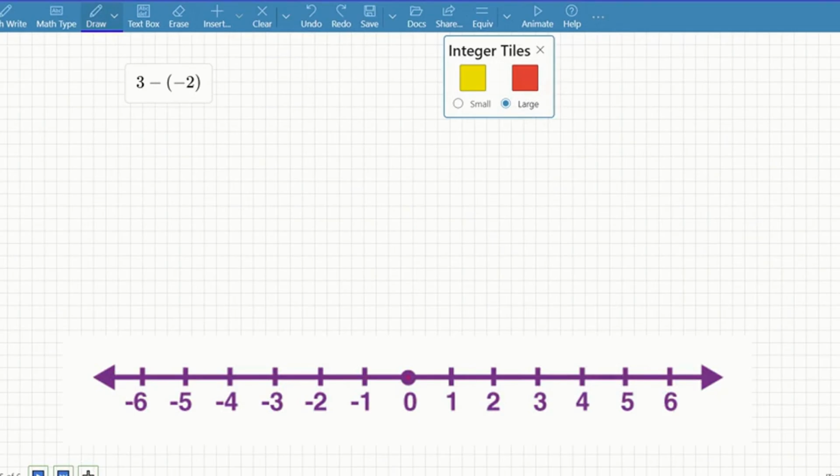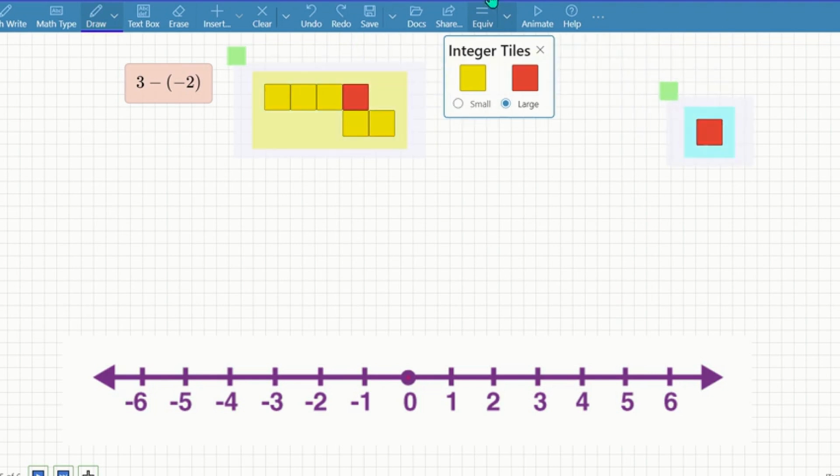Okay, here's a third example. In this example, I start with positive 3, 1, 2, and 3, and I'm going to take away from that negative 2. Do I have negative 2 to take away? I do not, but I can add 0 pairs to create that scenario. So 1 0 pair and a second 0 pair. Now I have the ability to take away negative 2. So let's take away 1, 2.